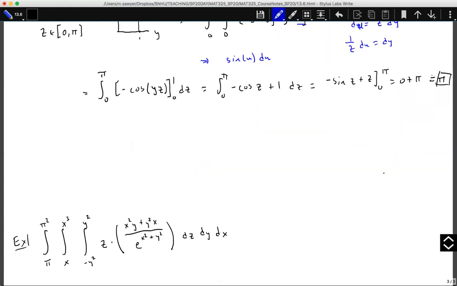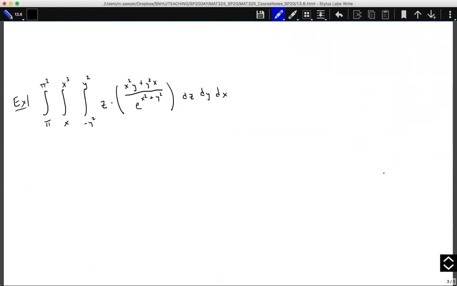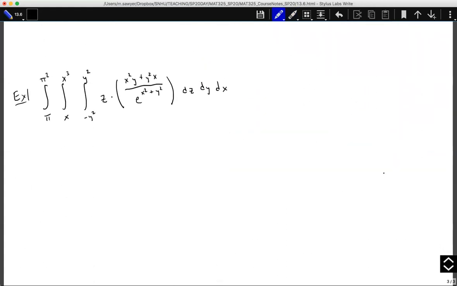So our second example, let's look at this lovely function. We have the triple integral from pi to pi squared, from x to x cubed, from negative y squared to y squared, of z times this function, x squared times y plus y squared times x over e to the x squared plus y squared, dz, dy, dx. And so as with many problems, just take it one step at a time.